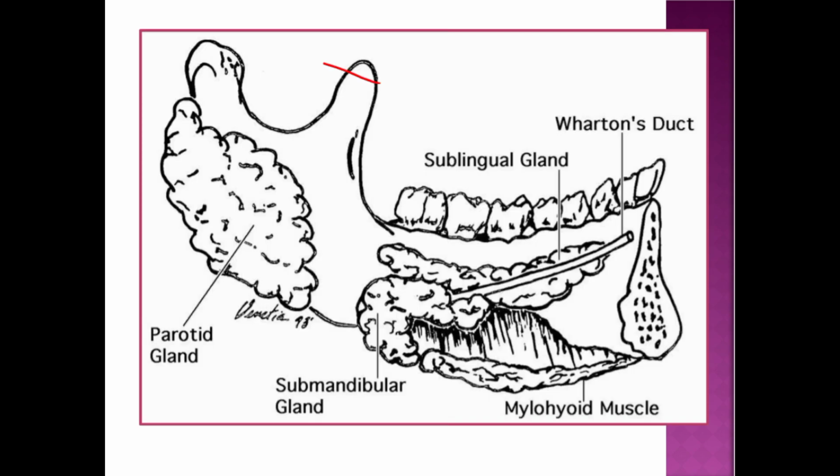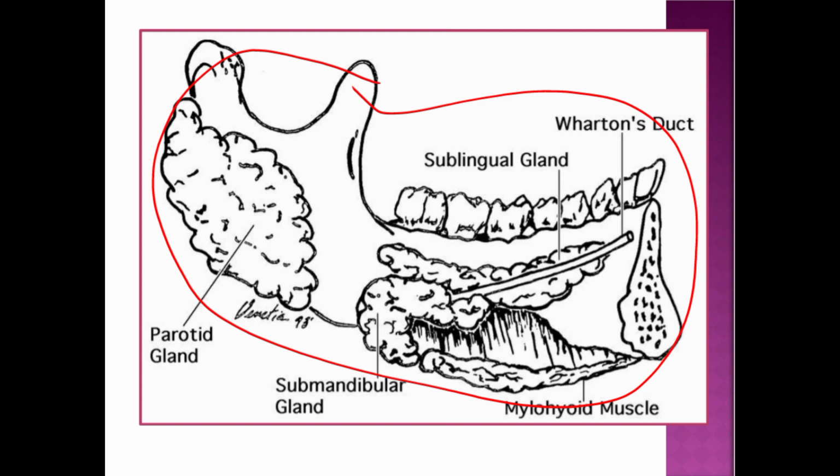Then you can see the whole structure of the salivary glands here. So the parotid gland is here. Always remember this is the parotid gland, and the tail of the parotid gland is present at the angle of the mouth. It is very important that you should know. Then you have the submandibular gland, and the submandibular gland is present here.